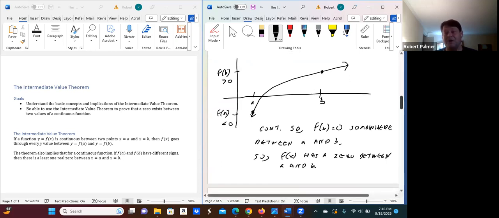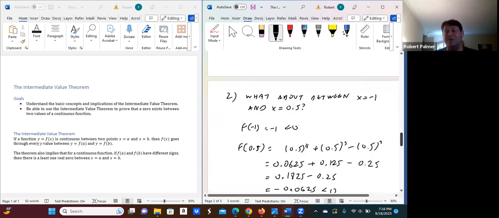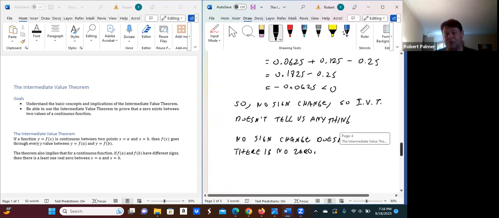But as we also saw, if there's no sign change, that doesn't imply that there is no 0. Could be one, but the intermediate value theorem doesn't tell us in that case. All right, so those are the basics of the intermediate value theorem, and it's how you can use it to prove where a 0 exists.